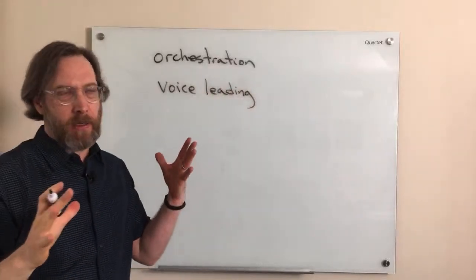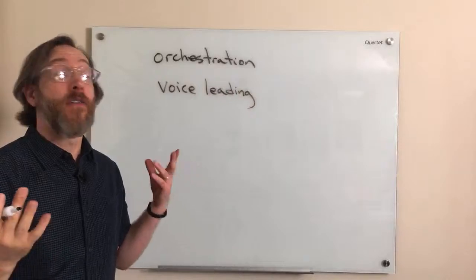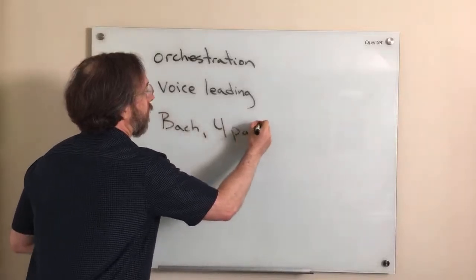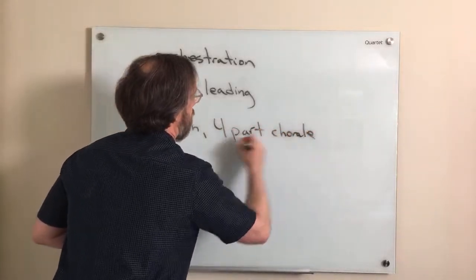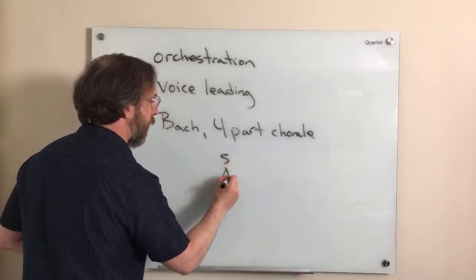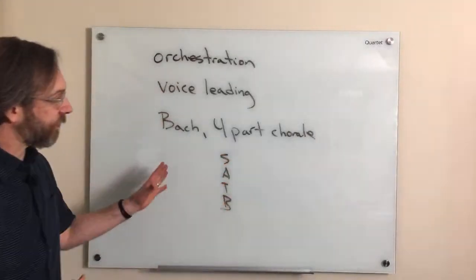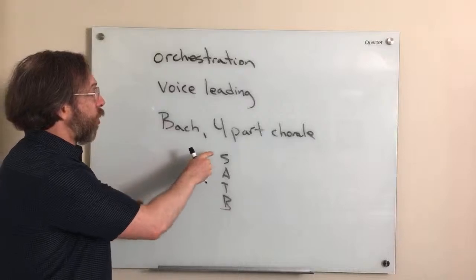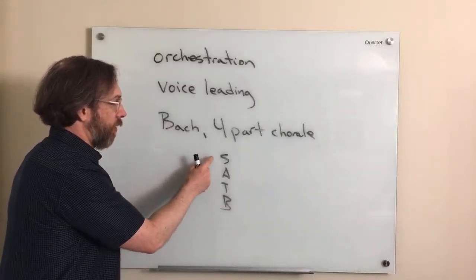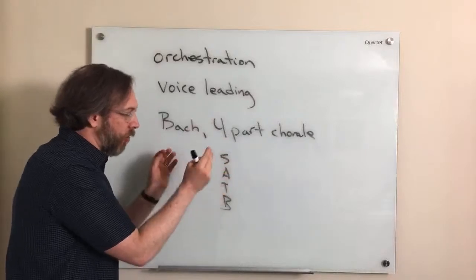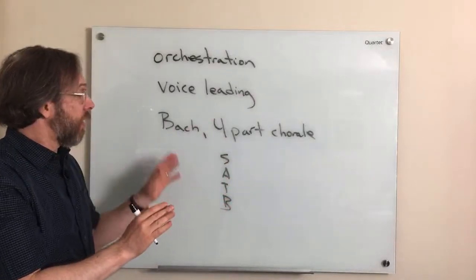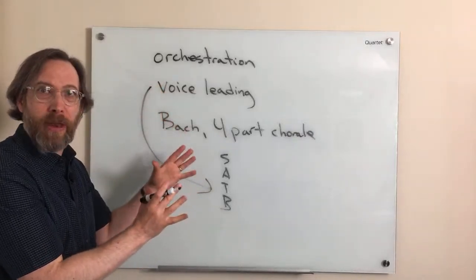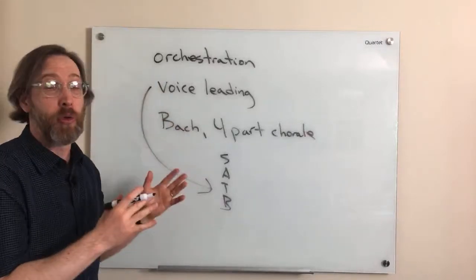If we were to look at, let's say, a Bach 4-part chorale, there are 4 separate parts: soprano, alto, tenor, bass. In this setting, the orchestration is one soprano section, one alto section, one tenor section, one bass section. That's it. And so the voice leading is really obvious, and those rules apply.